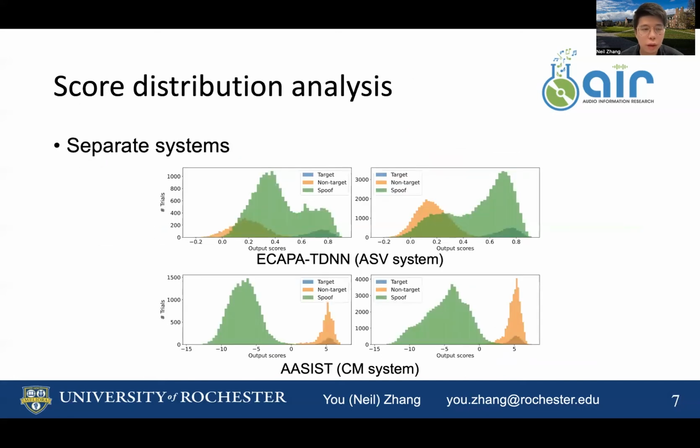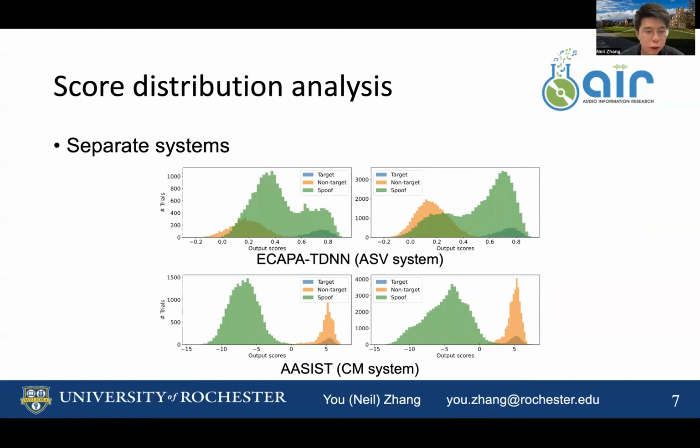And we first perform a score distribution analysis on the baseline systems. Before that, we plot the histogram for the separate systems, or the subsystems. For the ECAPA-TDNN method, we can see that it can successfully discriminate the target and non-target classes, but the spoof class has a lot of overlap with the target and non-target classes. This shows that the ASV system is vulnerable to spoofing attacks.